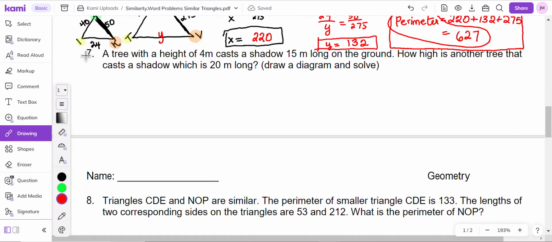Draw your diagram for 7 and sketch and write your proportion. Once again, speed is of the essence because we're taking a test. And a question like this can't stump us, okay? So we have to have an idea of what we're doing.